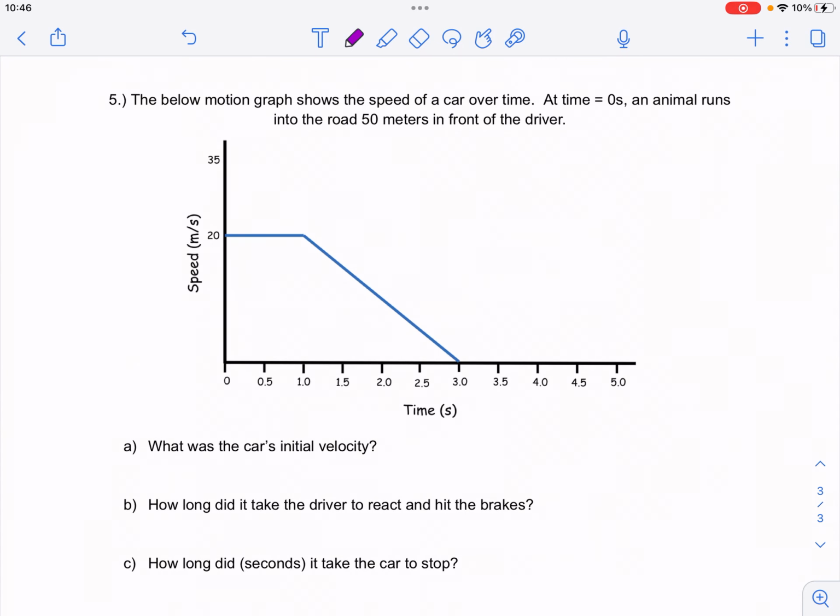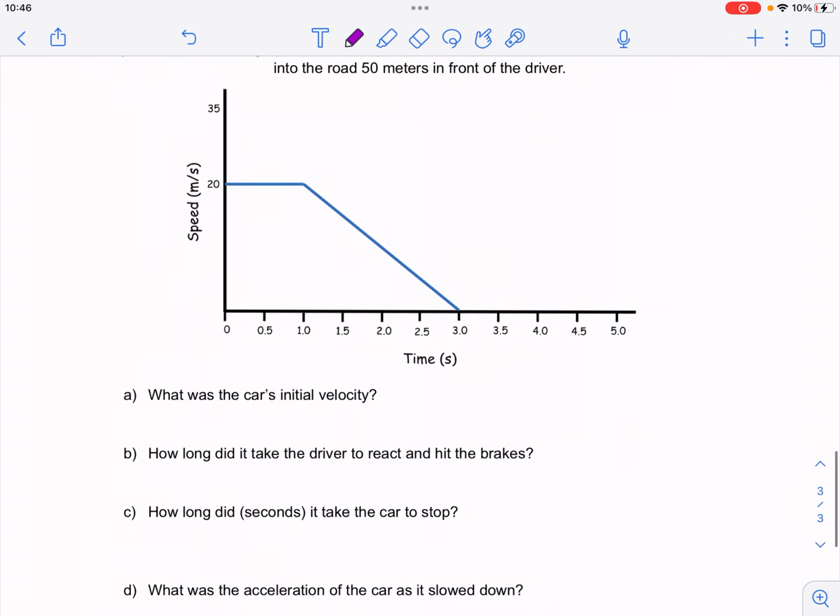Okay, the below motion graph shows the speed of a car over time. At time 0 seconds, an animal runs into the road 50 meters in front of the driver. So what was the car's initial velocity?